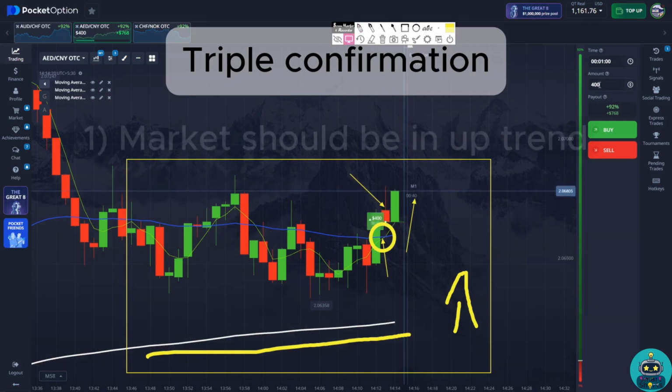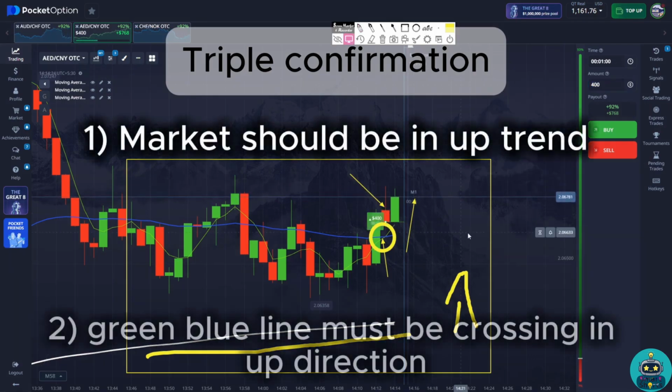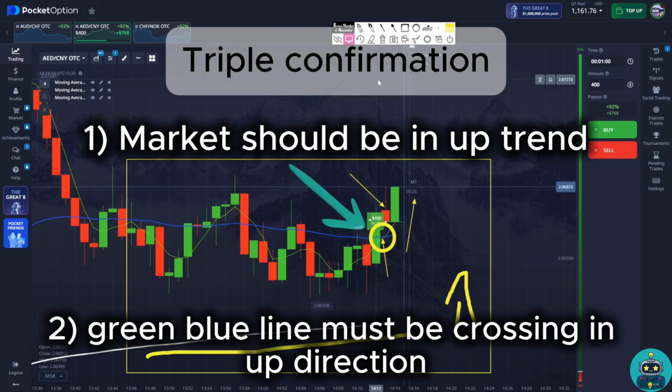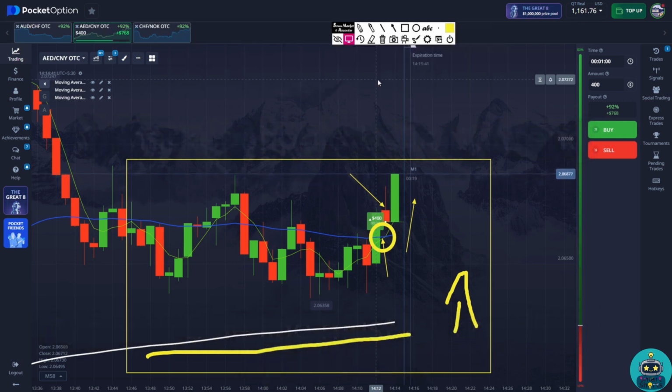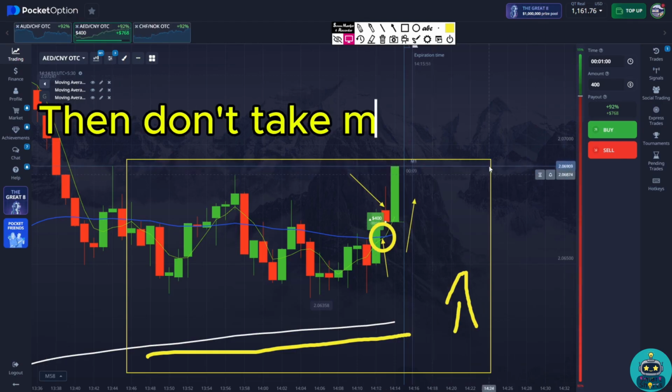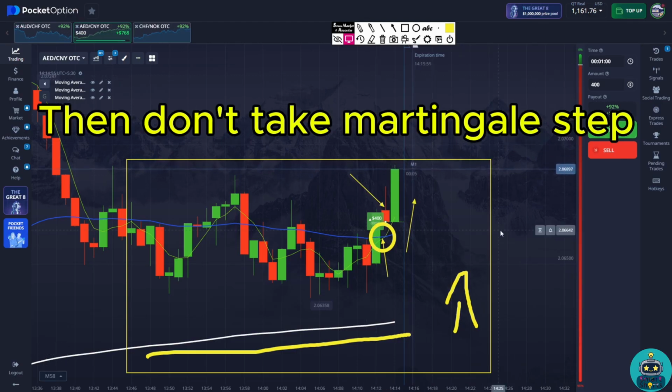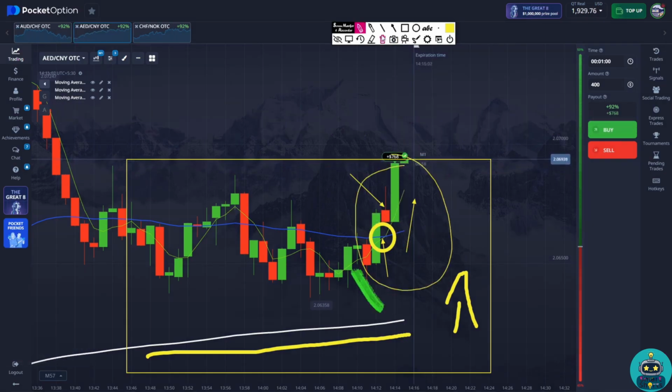The market is in an uptrend, and the green line crossed the blue line in the up direction as well, and you can see that a big green candle is formed here, which means yes, this is a strong confirmation. So that's why we took a martingale step here. If your trade doesn't follow these conditions, then I would suggest you don't take a martingale step, and here you can see we have won our martingale step trade.